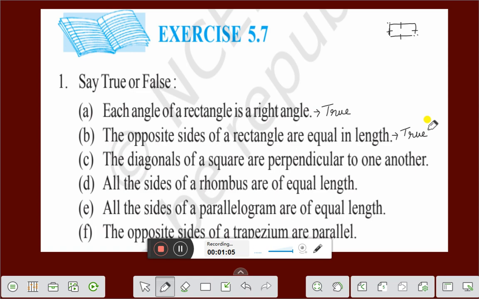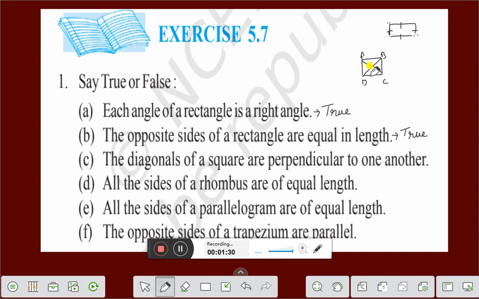Now see, the diagonals of a square are perpendicular to one another. Yes, diagonal. Suppose this is a square and all the sides are equal. If we draw the diagonals, this one and this one, and name it A, B, C, D.